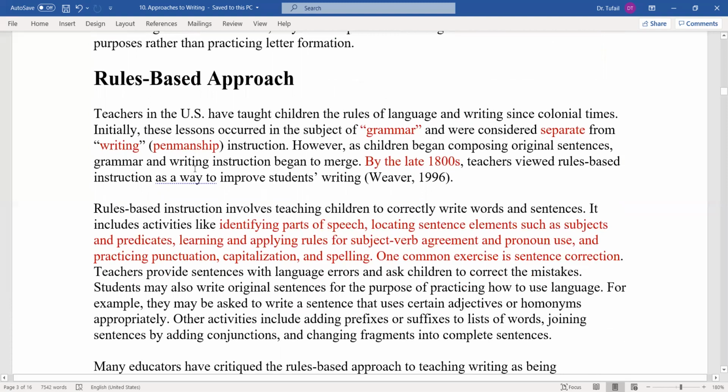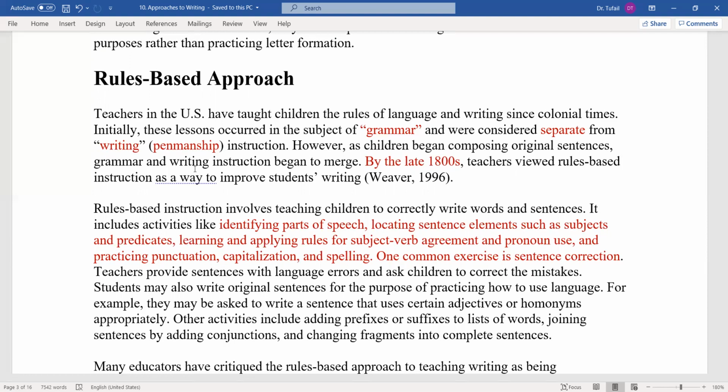Then we switch to another movement, and that was considered a rule-based movement. And what's the difference with the rule-based movement? Here they were teaching the basic things. They occurred in the subject of grammar and were considered separate from the writing subjects.